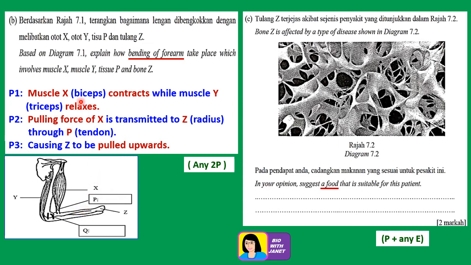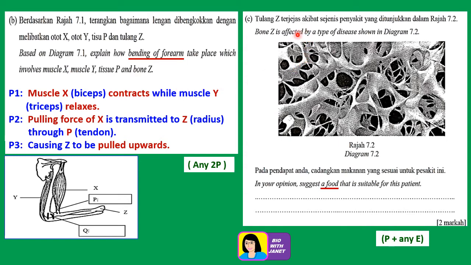Right, so notice that all the tissues are mentioned, X, Y, P, and Z. And don't mention the name only. Okay, if you want to write the name, you write it in brackets for all the different tissues. But the letters which represent the tissues have to be mentioned, okay, according to the question.